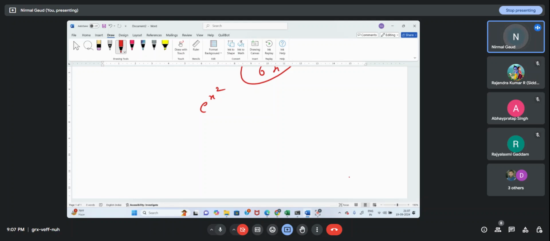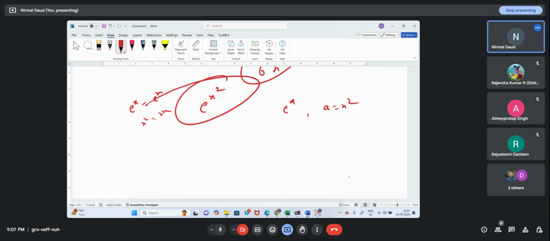Okay, e raised to the power x square. That means you have e raised to the power a, and you are writing a equal to x square. As you know, the differentiation of e raised to the power x is e raised to the power x, and the differentiation of x square is 2x. Okay, that's what the differentiations are. So here we can apply the chain rule.